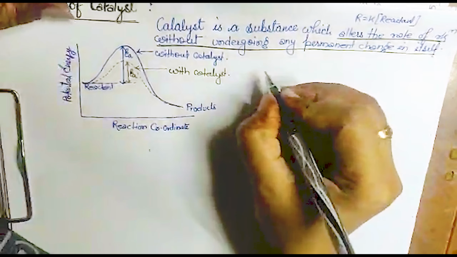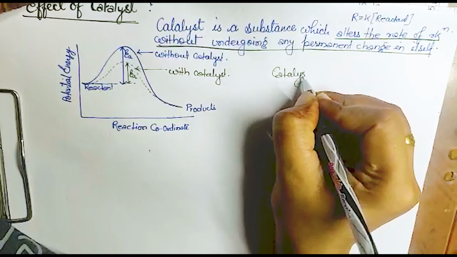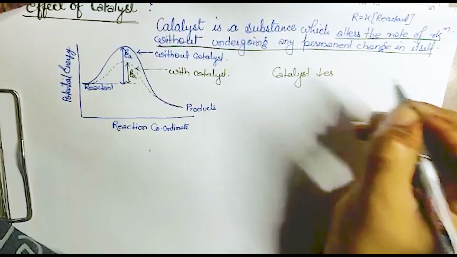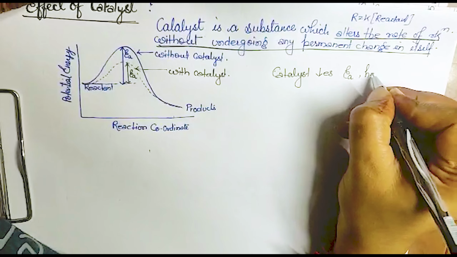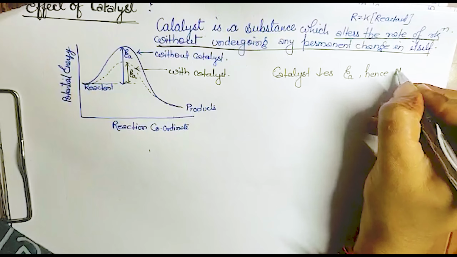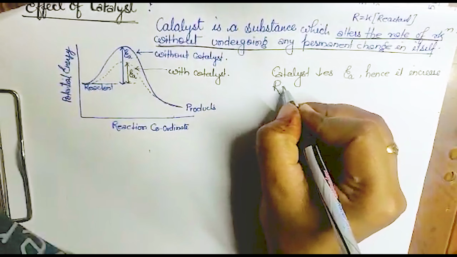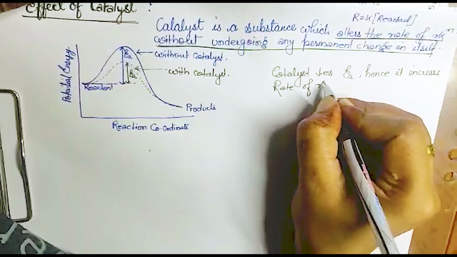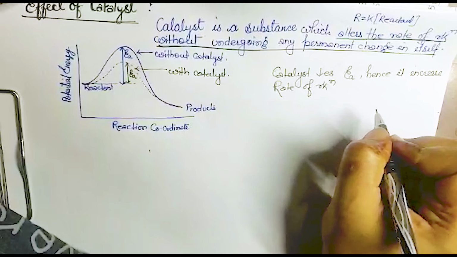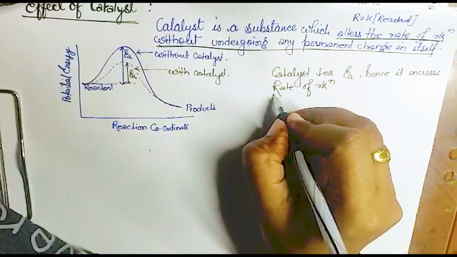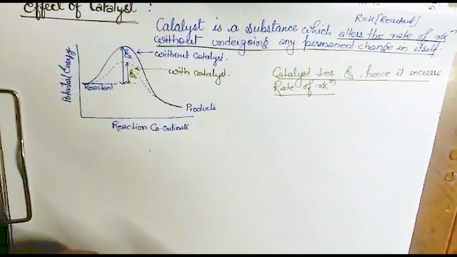So I can write that the catalyst decreases the activation energy, and hence it increases the rate of reaction. Or you can say, how is the catalyst increasing the rate of reaction? By decreasing the activation energy. Got it? This is the thing you have to know.